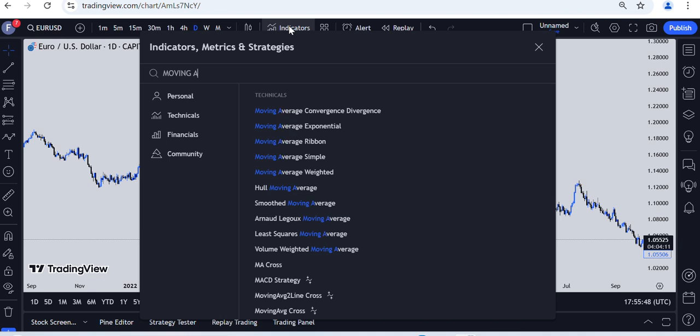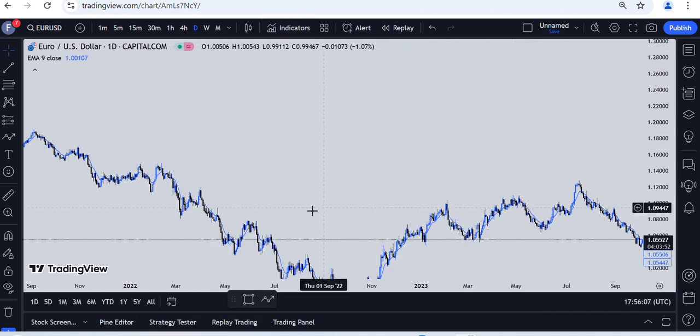Moving average. So we'll have all of these options here. We want to choose the second one here, moving average exponential. Just click on it once. That's all. Close it.